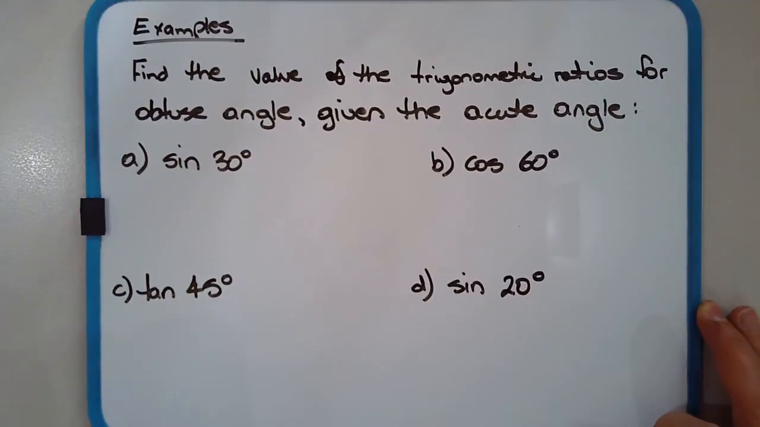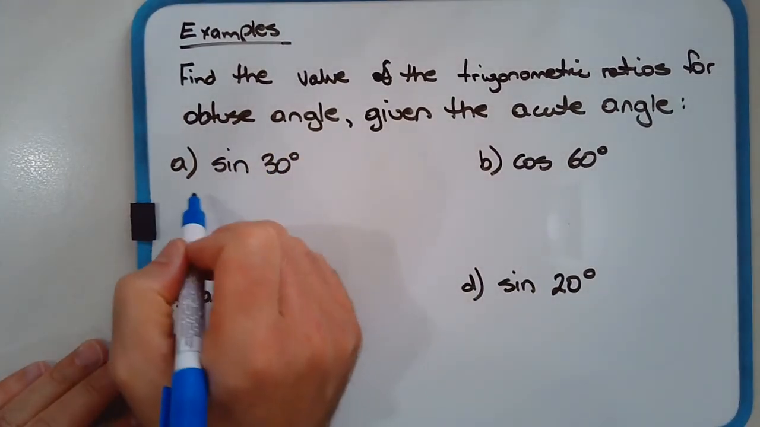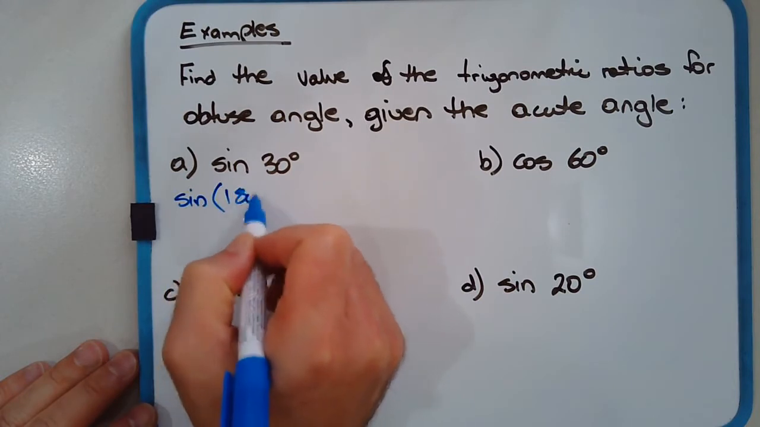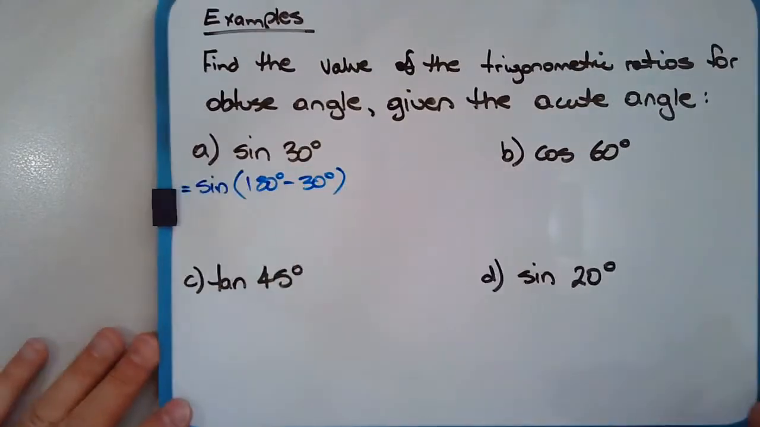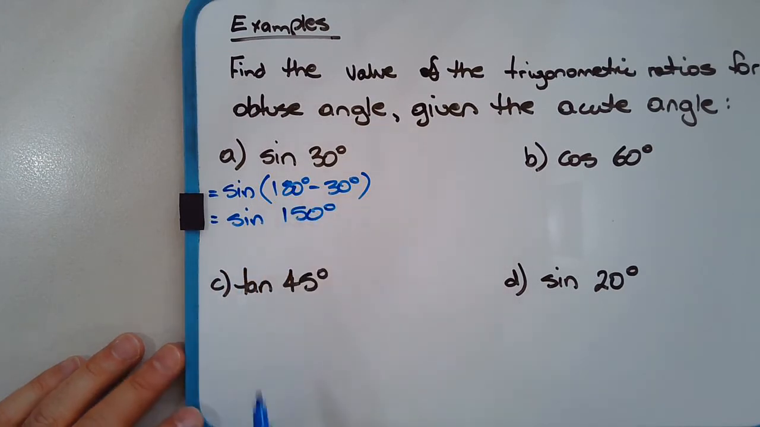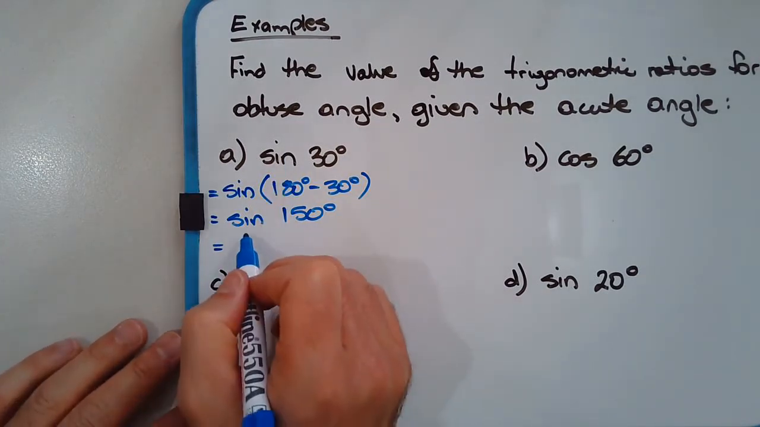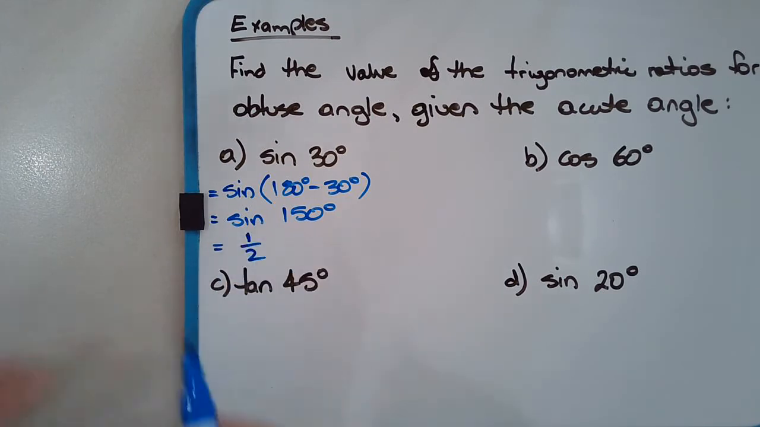Here are 4 examples. We'll have a quick look at these. Find the value of the trigonometric ratios for the obtuse angle given the acute angle. I've given you the trig ratios as acute angles, but we want the ratio for the obtuse angle. First one, sine of 30. I think we know what this one's going to be. For the obtuse angle, we want sine of 180 degrees minus 30, which is sine of 150 degrees, and in fact that's equal to 1/2. That one we've seen already.